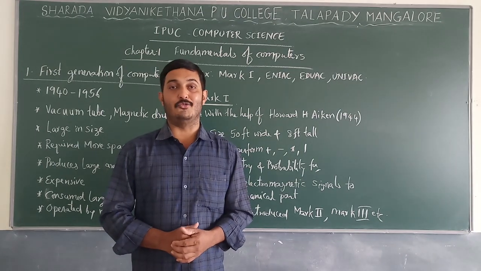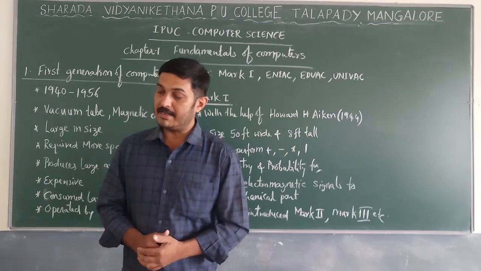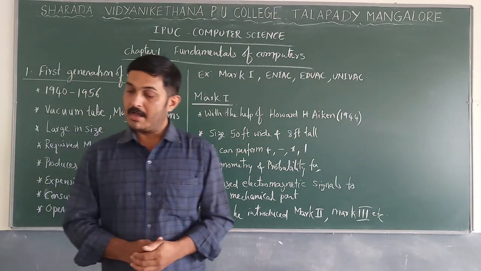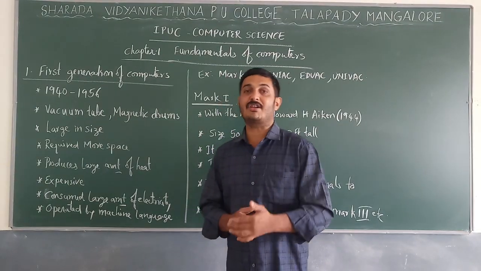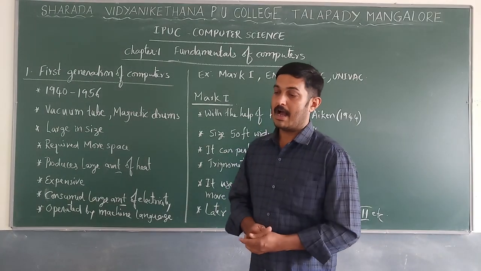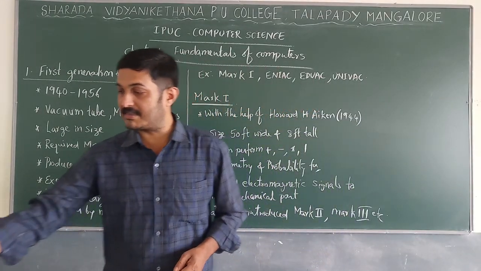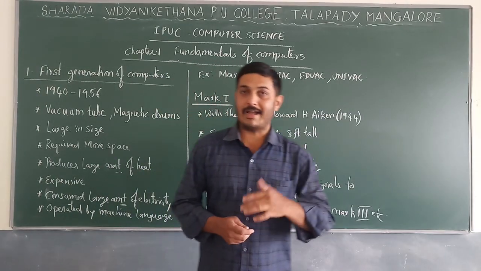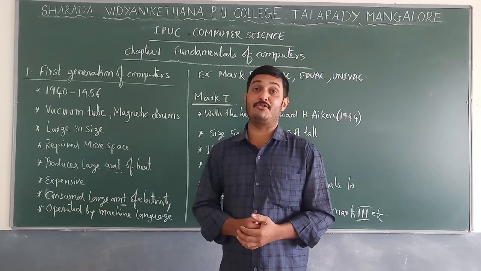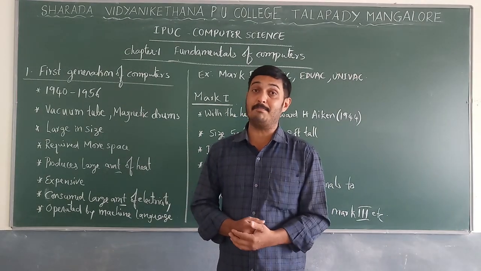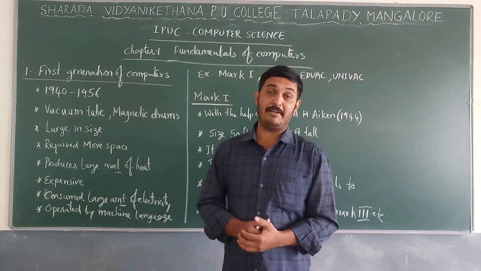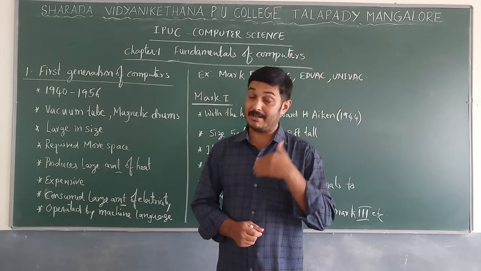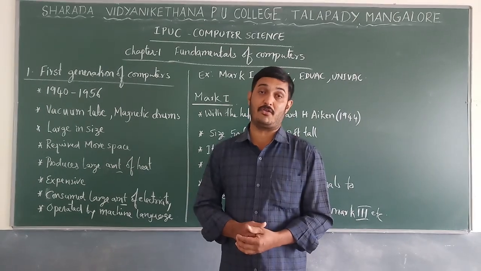Next one is the Jacquard loom, invented by Joseph Marie Jacquard, and it is used with punched cards. And the next one is the difference engine. It's around the 19th century, invented by Charles Babbage. The difference engine can solve differential equations or difference equations.